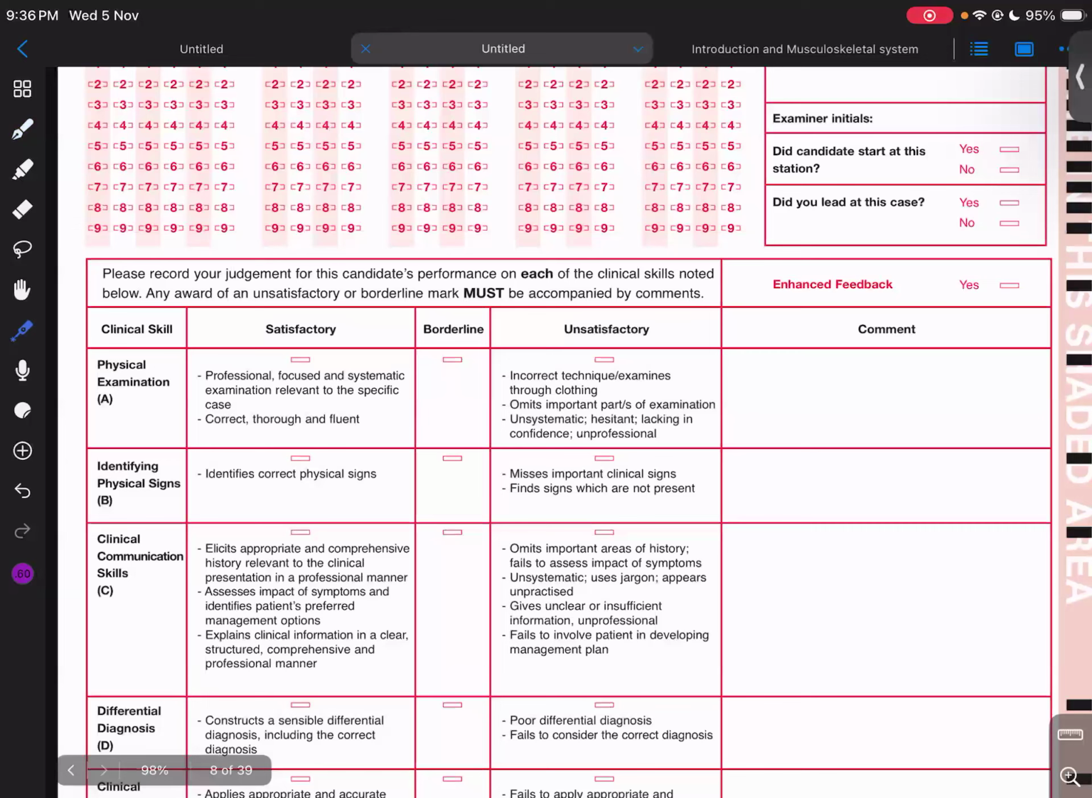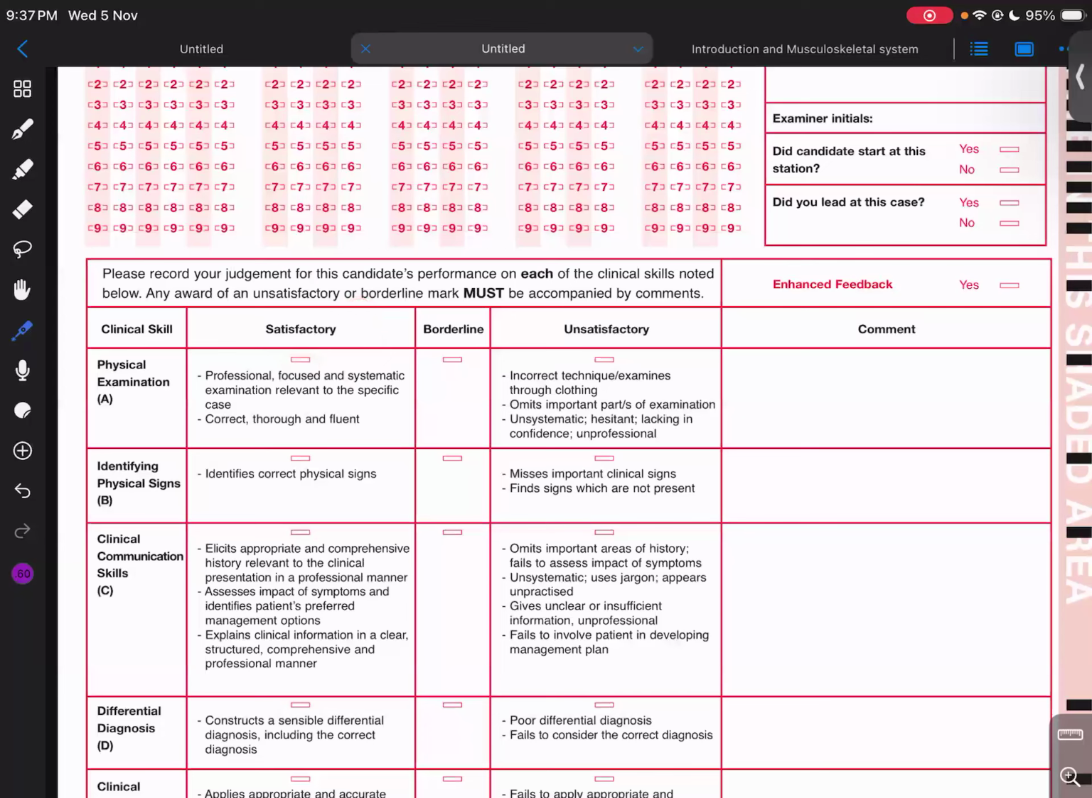From the screen, you are seeing that there are three skills, three types of judgment. One is satisfactory, another one is borderline, another one is unsatisfactory. If the examiner thinks that your skill is satisfactory, then he will give a mark here, and you will get 2 marks.